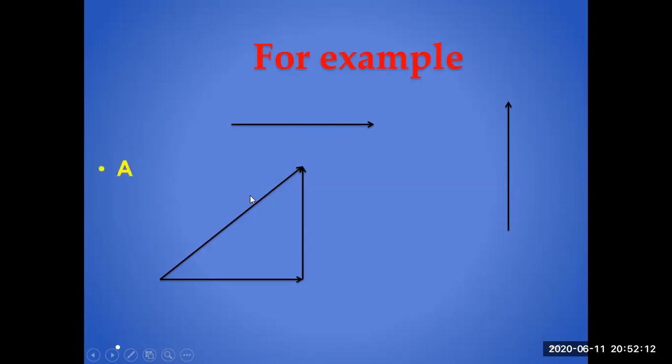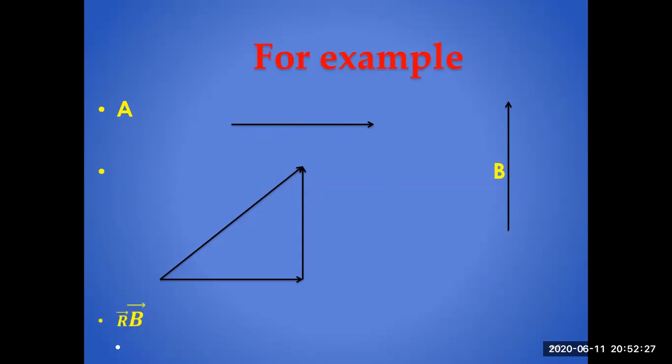This vector is basically the resultant vector. So here it is vector A, here it is vector B. They have different directions. You are asked to add these vectors. And how will you add these two vectors?